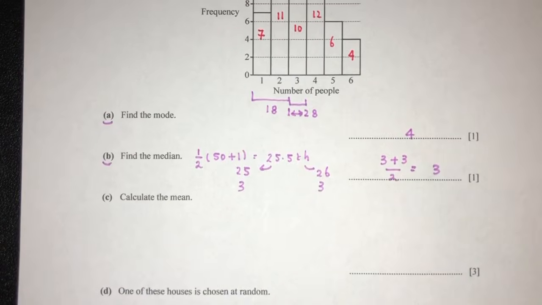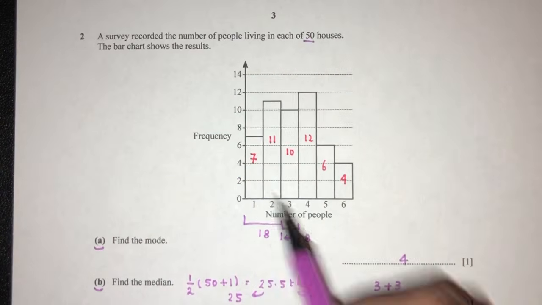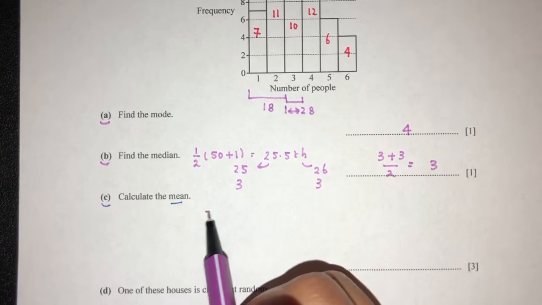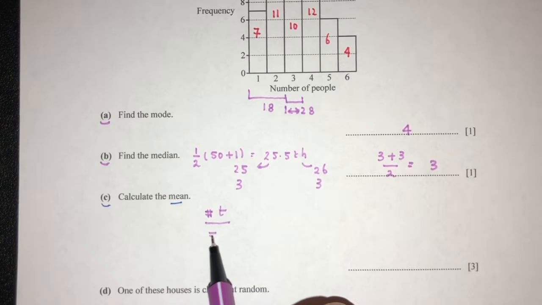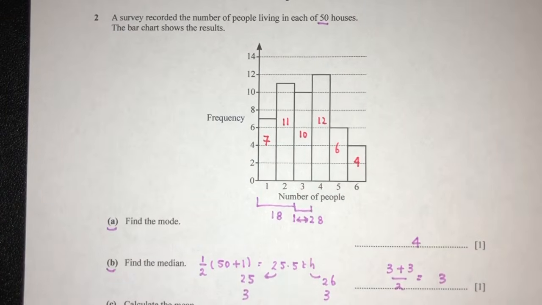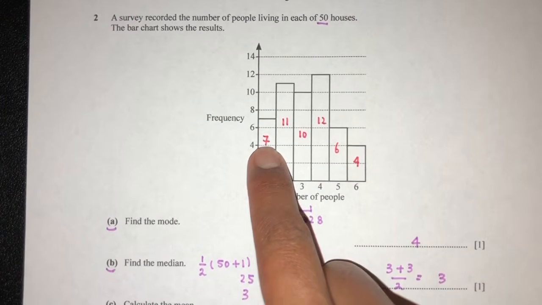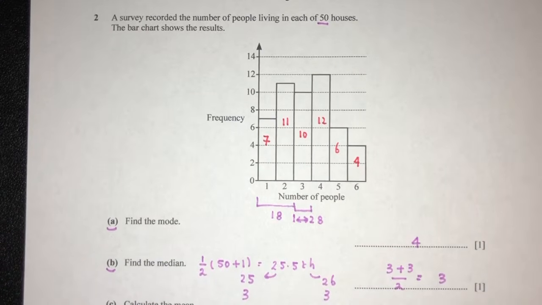Now for part C, we have to find the mean. Mean is pretty easy. We definitely just have to find the number of people first. So what is the total number of people? Total number of people divided by the number of houses. People will be 1 times 7, 2 times 11, 3 times 10. So if you understand, we have 7 houses which have 1 person, 11 houses which have 2 people. So we have to find the total number of people.